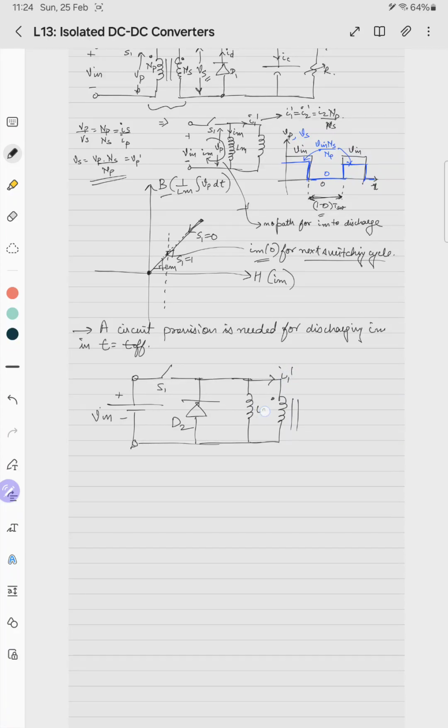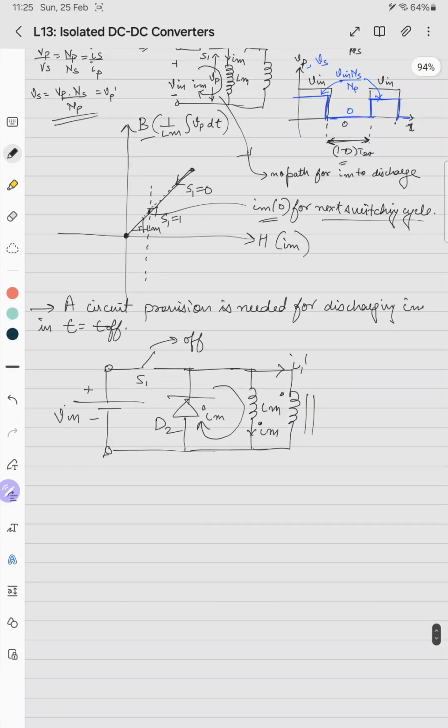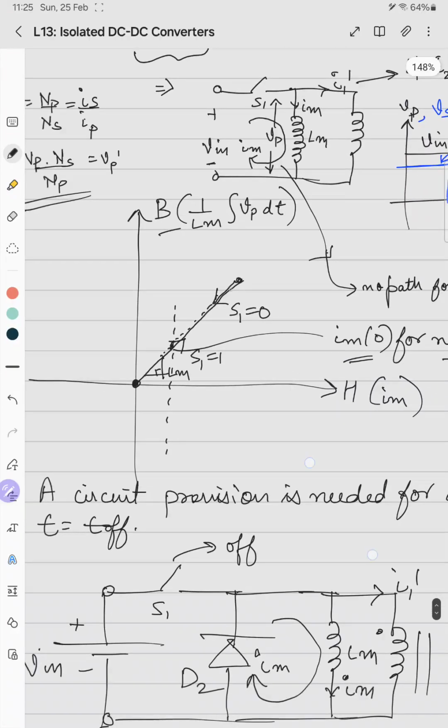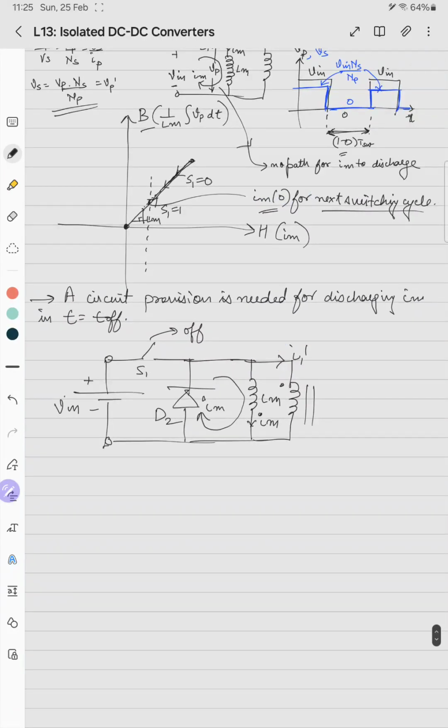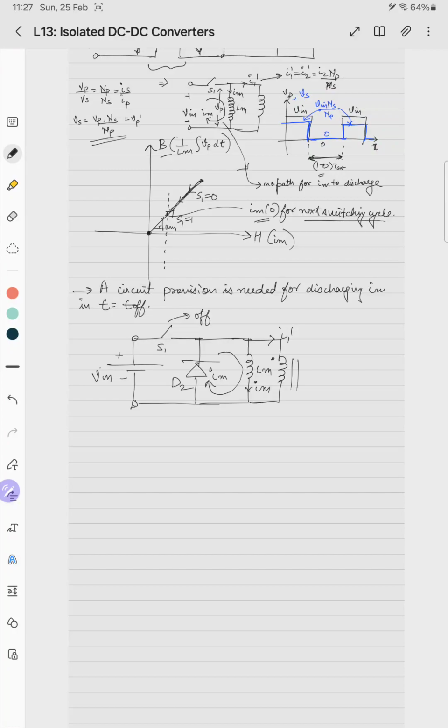This is I1 dash, this is Lm, this is Im. So when the switch is off, the current Im will freewheel through this diode, which will demagnetize the core. So it starts to follow this trajectory. The current falls and thus the core demagnetizes before the start of the next switching cycle. So this current Im will force the diode D2 to turn on. So the current Im will freewheel.